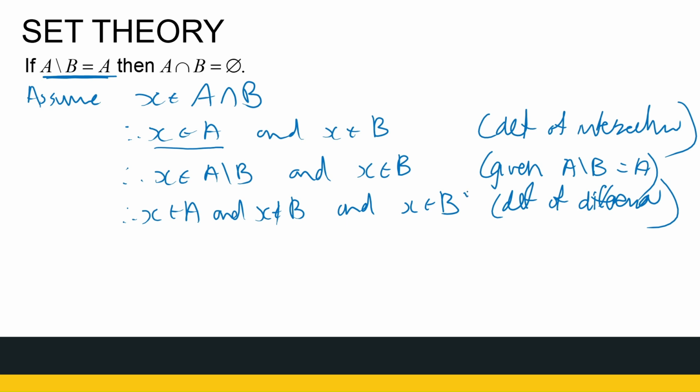So here's my contradiction, because x can't be in B and not in B at the same time. So that's a contradiction. So my original assumption is wrong. So A intersection B is therefore the empty set.